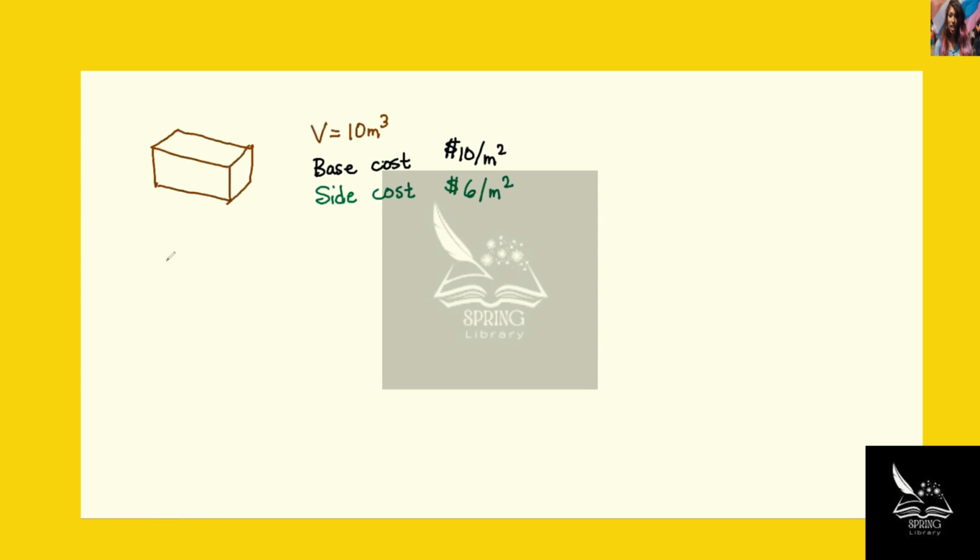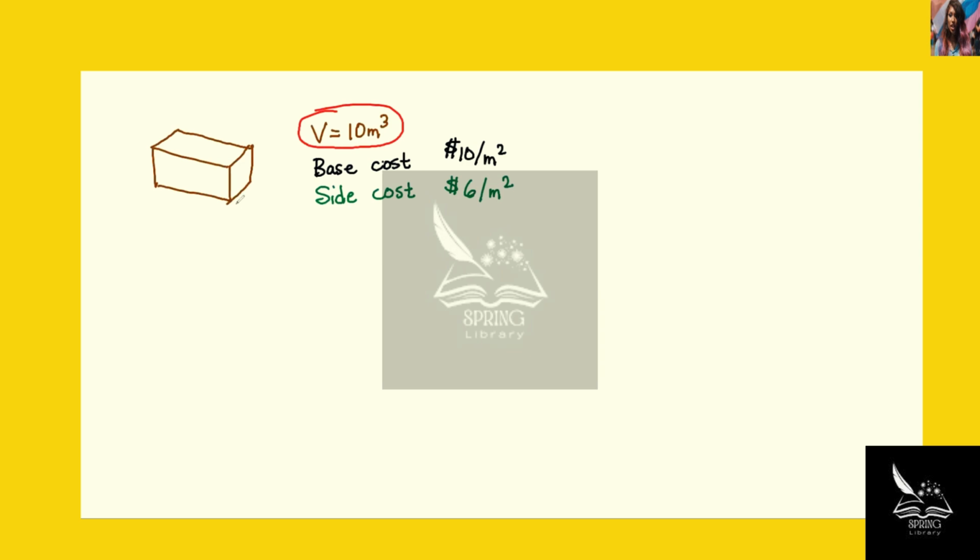Okay, here we have a manufacturer wanting to make a rectangular box with no top, and the volume is 10 meters cubed. We're told that the material for the base costs $10 per meter squared, and the material for the sides costs $6 per meter squared. And we're given a little bit of dimension.